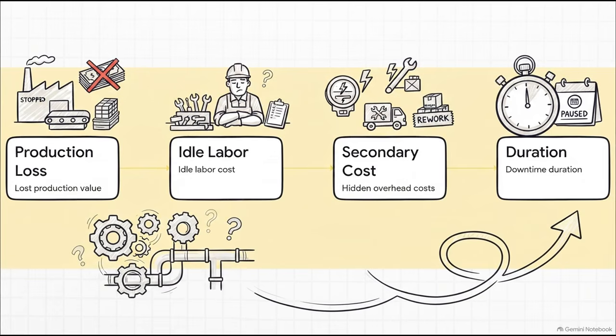A truly usable downtime cost figure requires exactly 4 inputs: lost production value, idle labor cost, secondary costs, and downtime duration. And the good news here is that your plant probably already has 3 of them hiding right now in your production or finance records. We just need to pull them together.